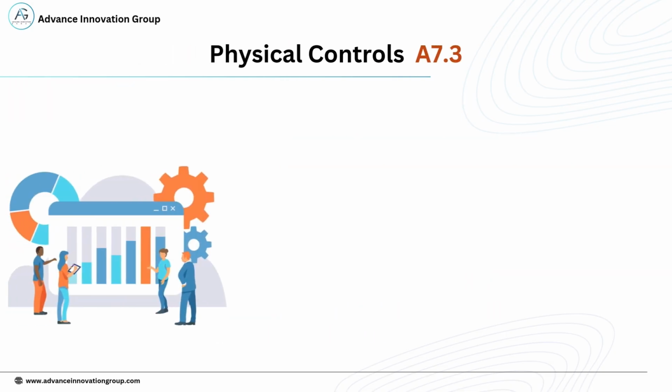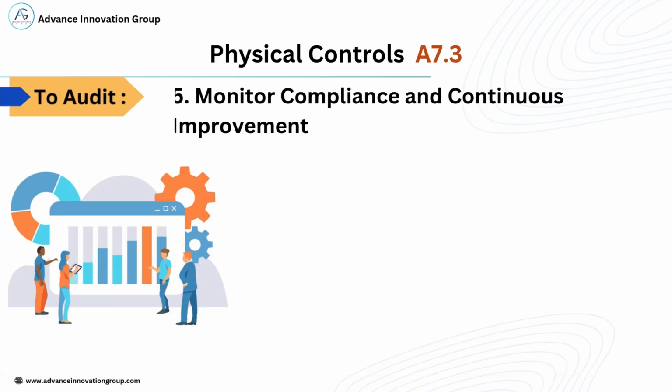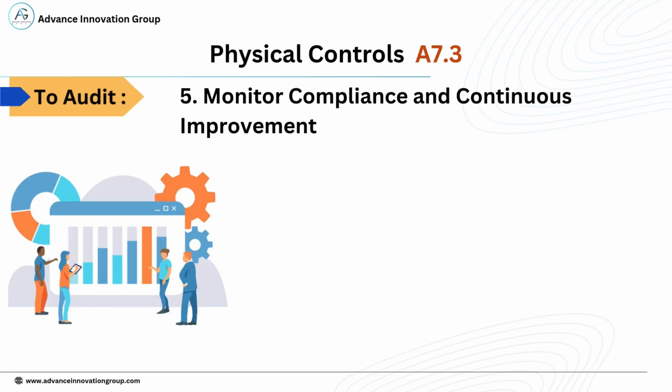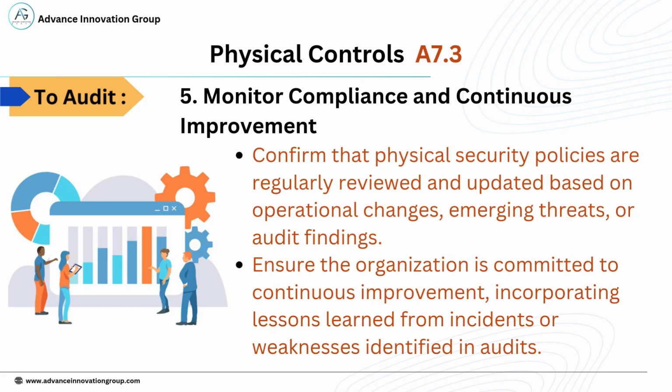Physical controls of 7.3. To audit, 5th, monitor compliance and continuous improvement. Confirm that physical security policies are regularly reviewed and updated based on operational changes, emerging threats, or audit findings. Ensure the organization is committed to continuous improvement, incorporating lessons learned from incidents or weaknesses identified in audits.